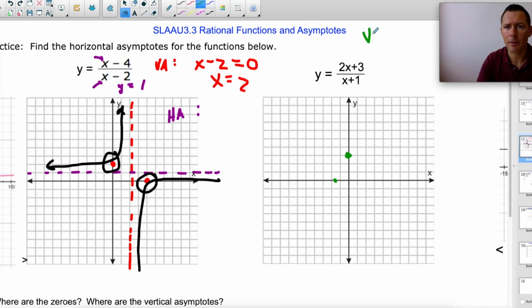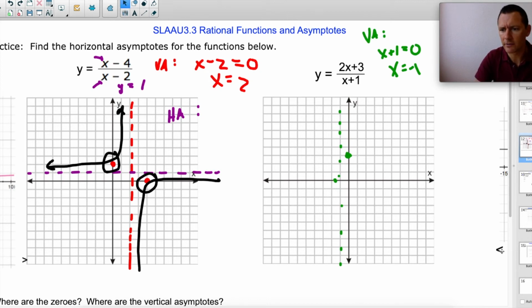Vertical asymptote occurs when the denominator is 0, so when x plus 1 is 0, so that happens at x is -1. So right here. Make sure I got my signs right before I lead us astray. No, that works. That works.